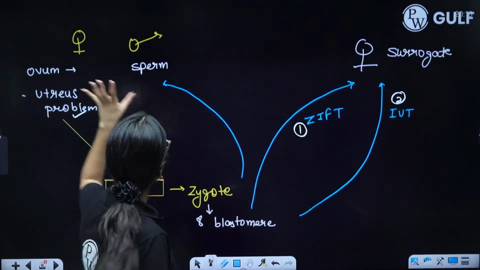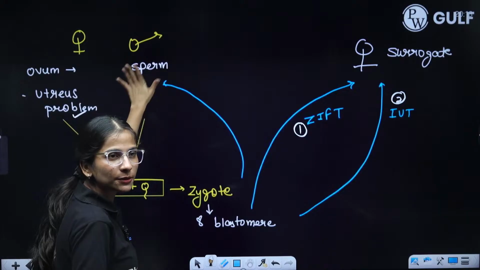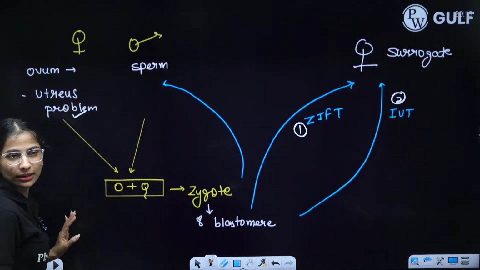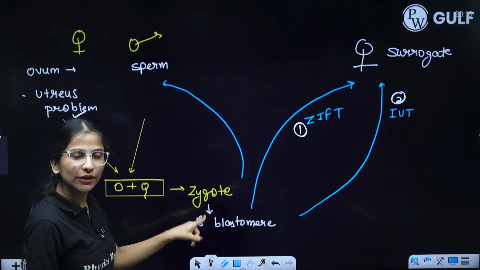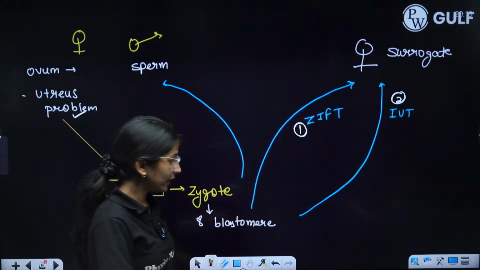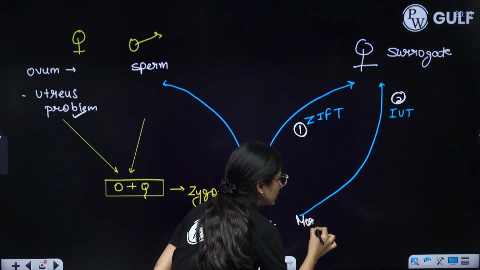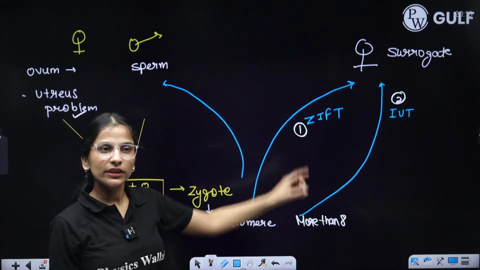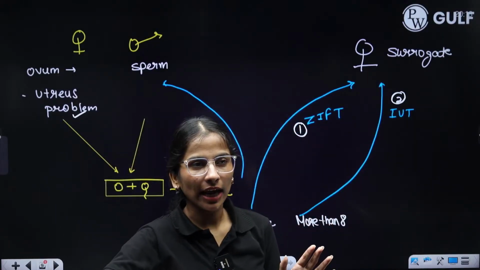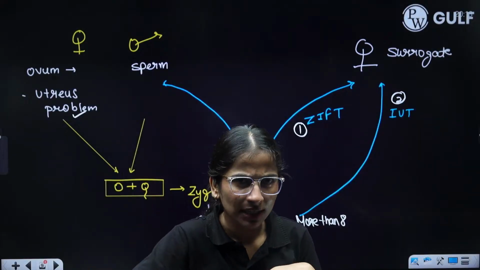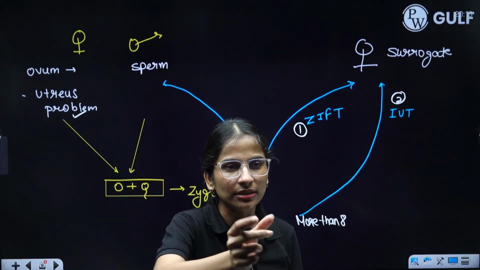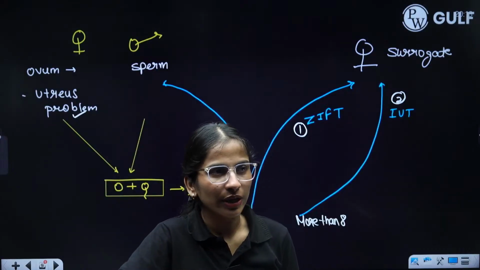So from the biological parents, biological mother and father, sperm and ova are taken. In vitro fertilization is done up to 8 blastomeres. If it is, then ZIFT. If more than 8, then IUT, and that is done in some other female. Now this female is going to carry the baby for the next 9 months, but she is not the biological mother. Genetically, she doesn't have any kind of relation with the baby that is growing inside her womb. So that is the surrogate mother concept.